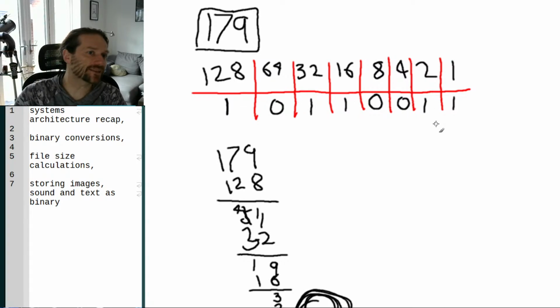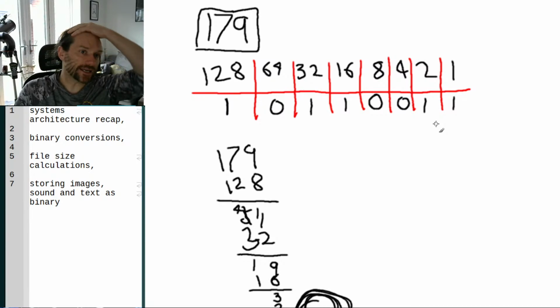Okay, but we started off with 179 and we got to 10110011, which is exactly the same binary number that we started with last time when we converted it to the denary number 179. Makes sense, right? That one's fairly easy.